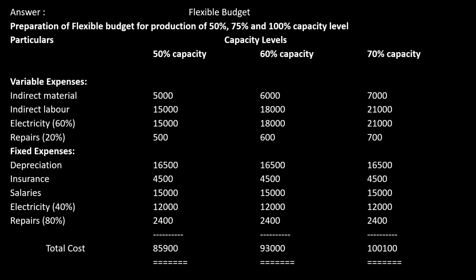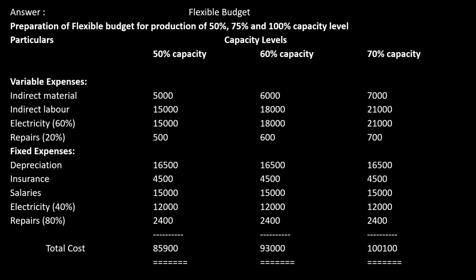Here, indirect material is given as 6,000 rupees in the sum. In this sum the units are not given. Instead of units, it is given as 60%, 70% and 50%. We assume 50, 60 and 70 are units actually, which means we assume the data given here is only for 60 units. We remove the percentage and take it as 60 units, 50 units and 70 units.